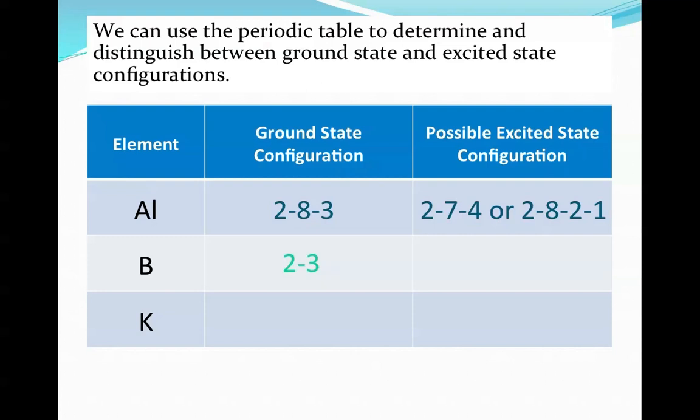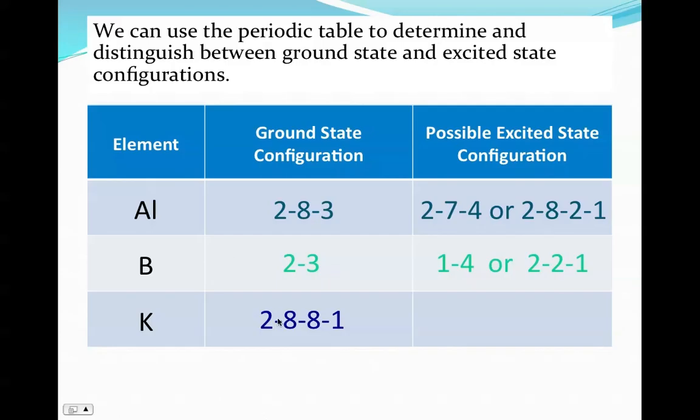Boron has a configuration of 2-3. So I could have a possible excited state configuration of 1-4 or 2-2-1. As you can see, I still have the same total. The ground state started with 5. I have to make sure my excited state also has a total or sum of 5. So I'm just moving them. I'm not adding or taking away.